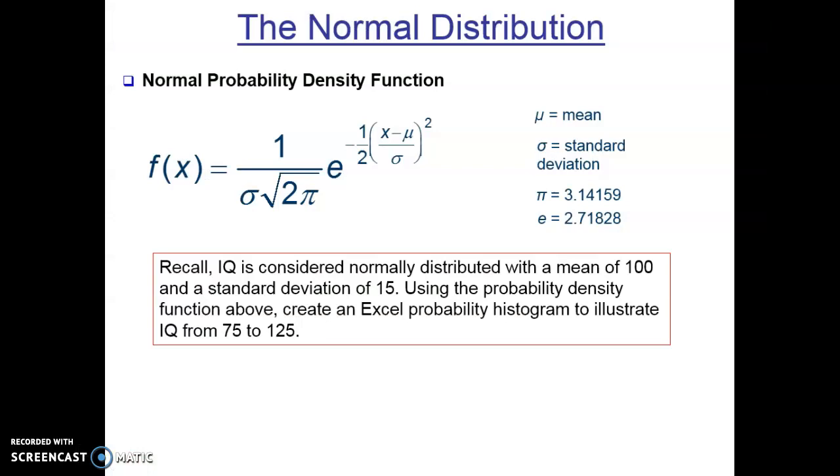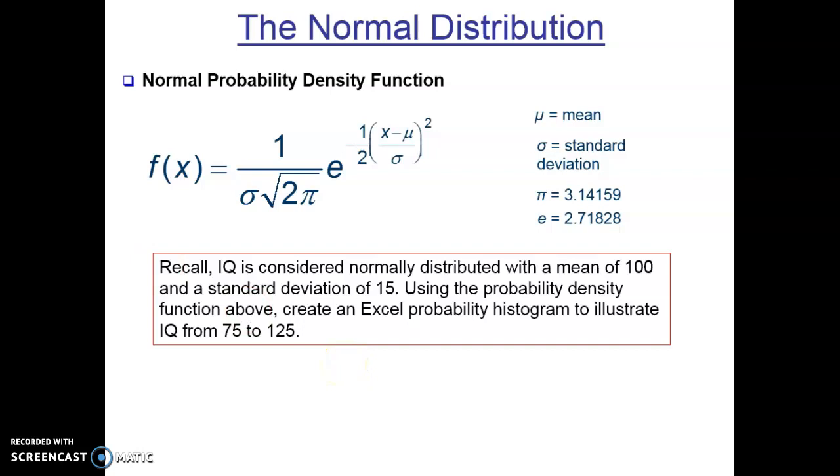Okay, the last thing we're going to do is build the normal probability density function. So we're revisiting the normal distribution now that we've practiced these uniform and exponential examples. But the normal is the common one, and this is the formula that would be used. Let's say, for example, that we know IQ is normally distributed with a mean of 100 and a standard deviation of 15. Using the probability density function here, create an Excel probability histogram to illustrate IQ from 75 to 125.